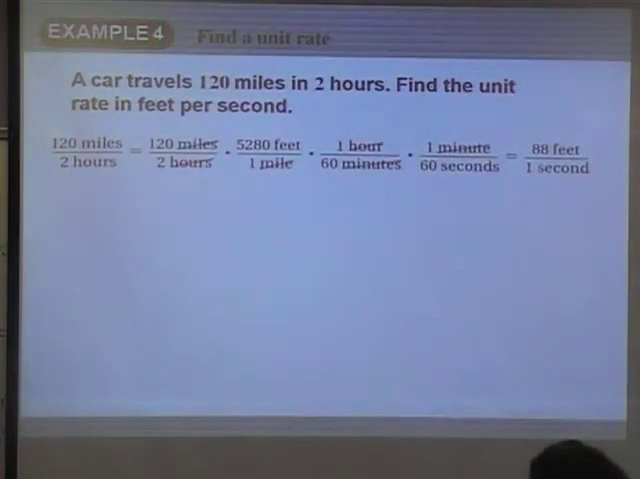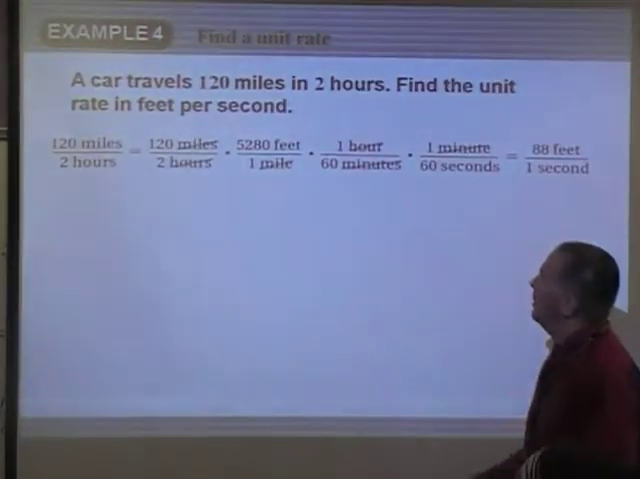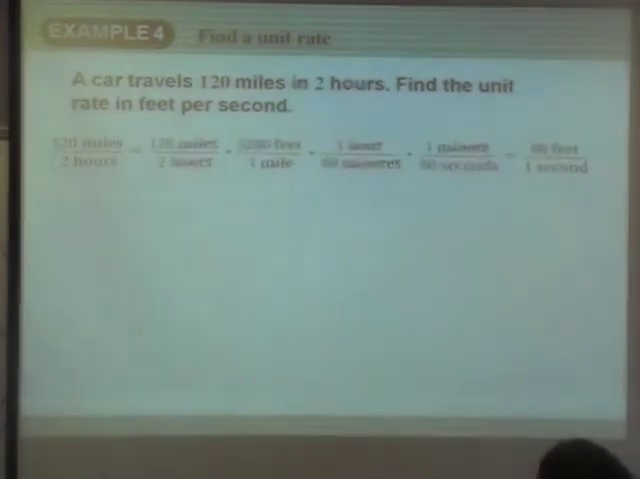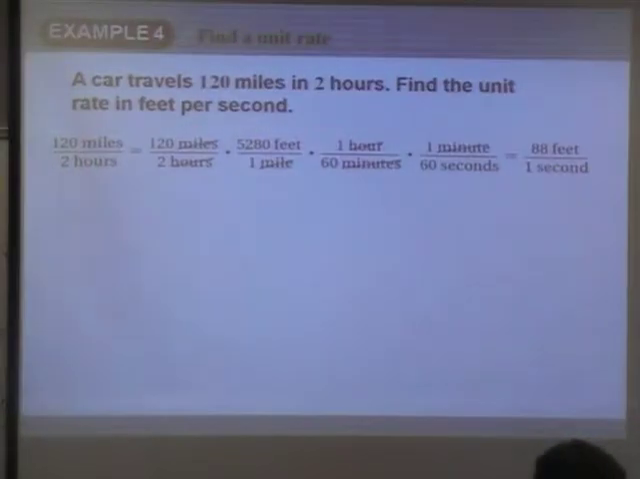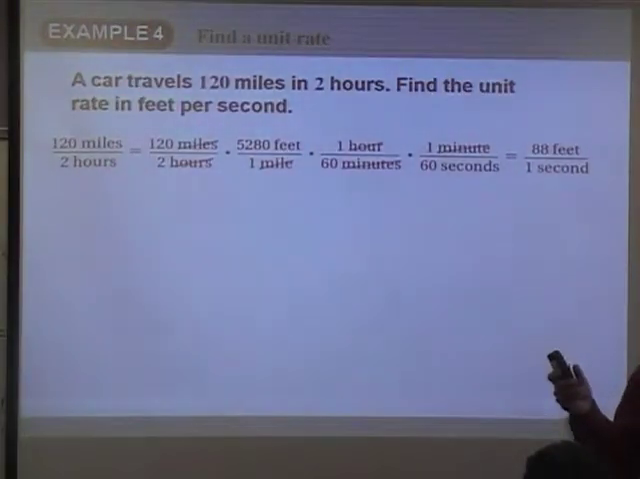Why is that even like that? Yes, you know. A car travels 120 miles in 2 hours. Find the unit rate. It did it for you. But notice how many they had to come up with. It took 1, 2, 3, 4 conversions to get to it. And we just did this on the board, so I'm not going to go through it. Okay?